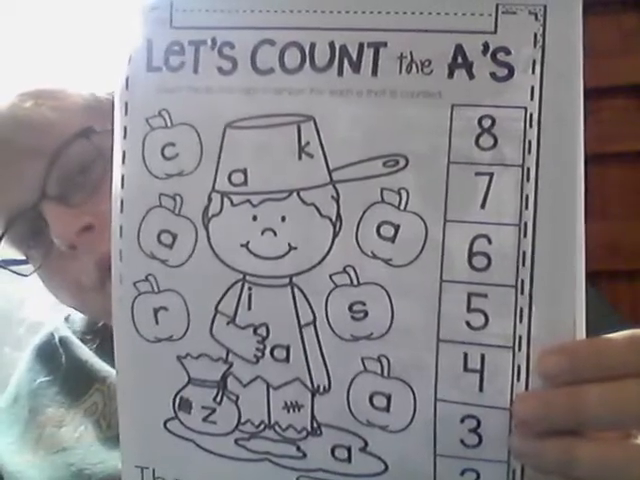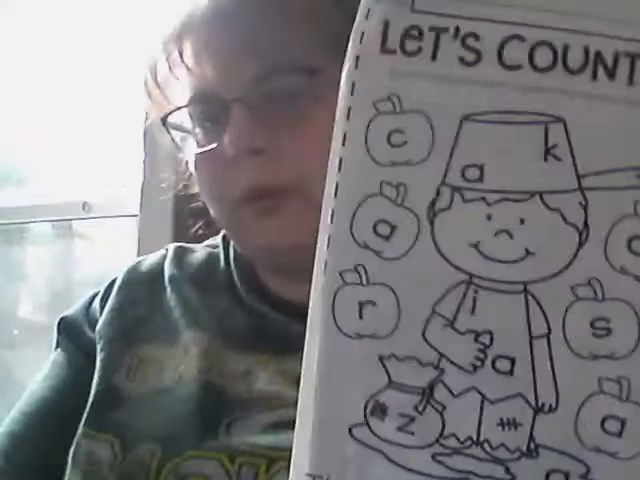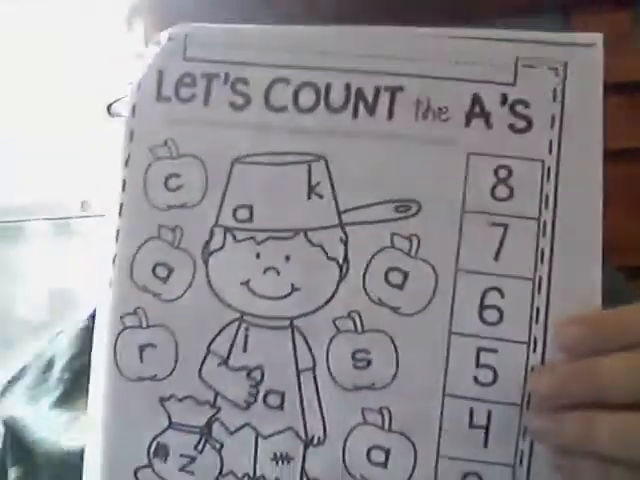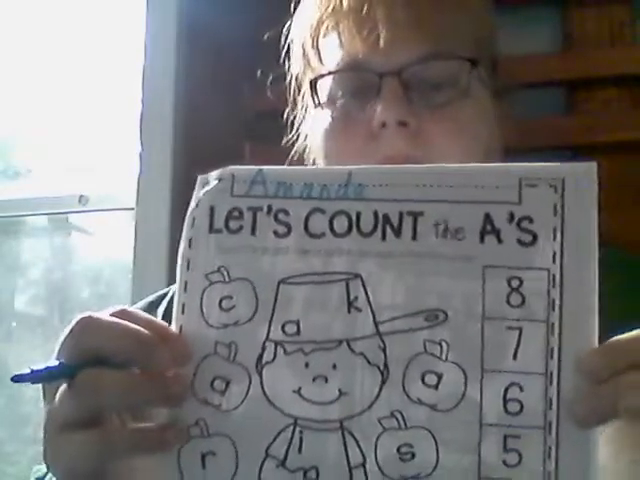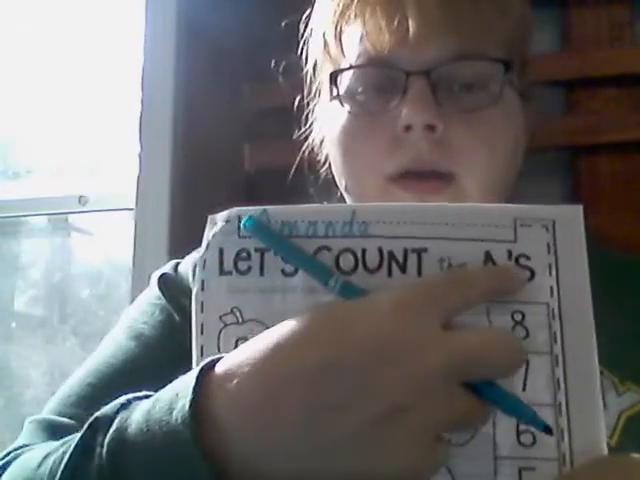Today we're going to count and find the letter A's. What we're going to do is, for this activity, you will need a crayon or a marker or some sort of coloring implement. On the top, it does say name, so you can put your name on the top. Here's my name. It says, let's count the A's.